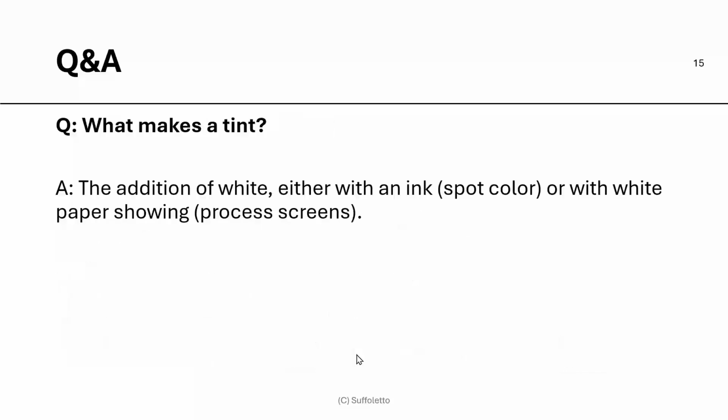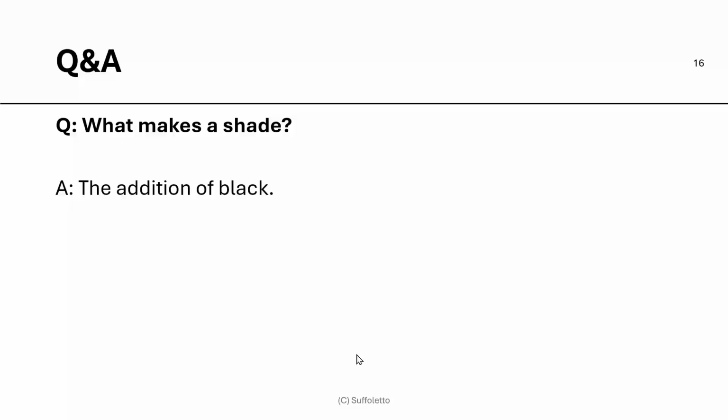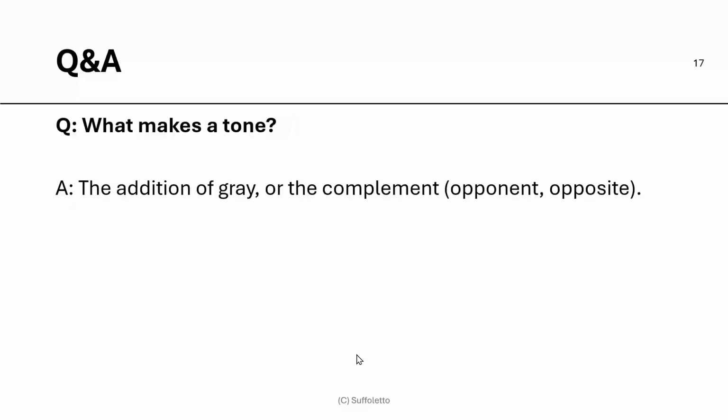What makes a tint? The addition of white, either with an ink, spot color, or with white paper showing, processed screen tints. What makes a shade? The addition of black. What makes a tone? The addition of gray, or the complement, the opponent, the opposite color.